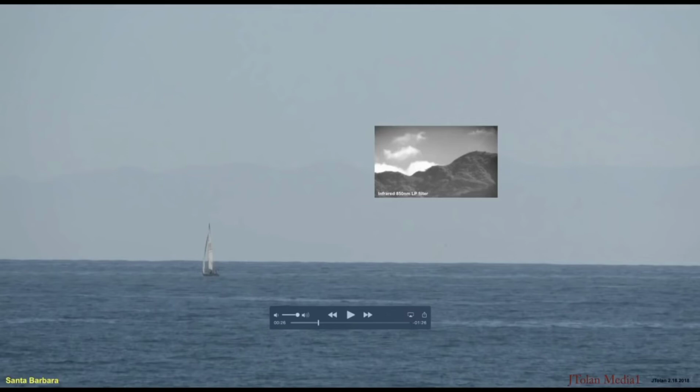This was the island visible from Santa Barbara, but soon I went to Malibu again. Have a look.